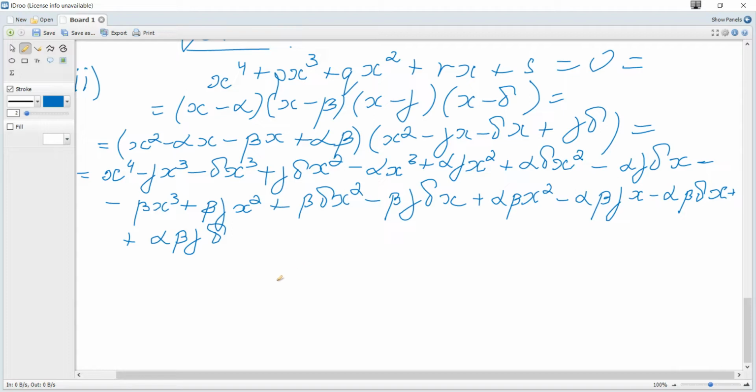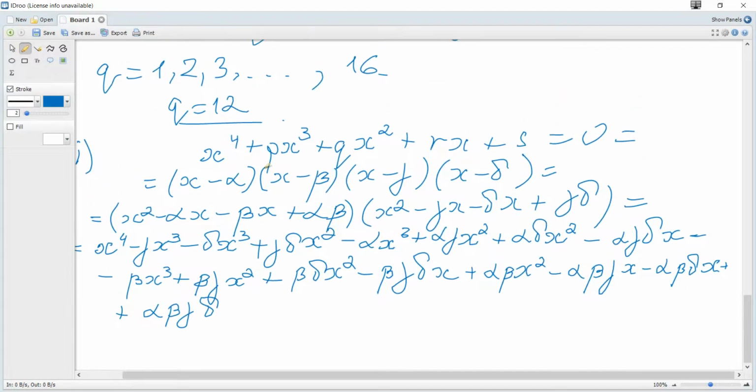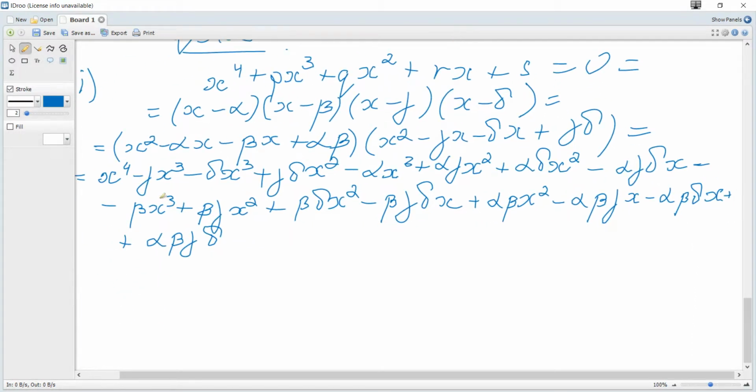We need to show that p is minus the sum. What is p? p is in front of x cubed, so this and this. Yes, and we can see that p is minus alpha plus beta plus gamma plus delta, as required. Alpha, beta, gamma, delta.